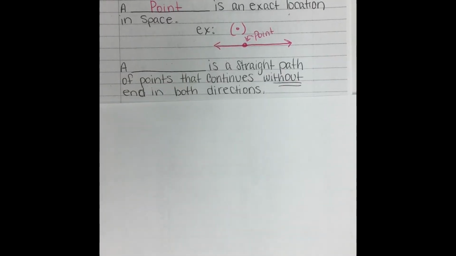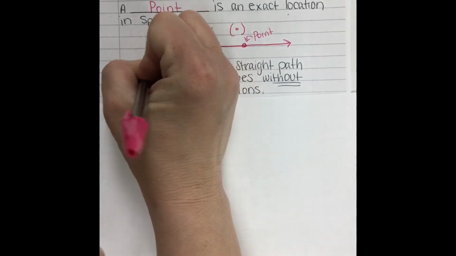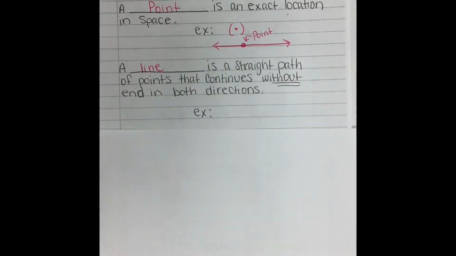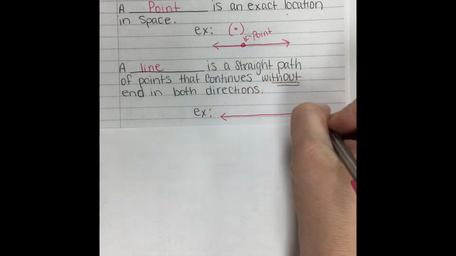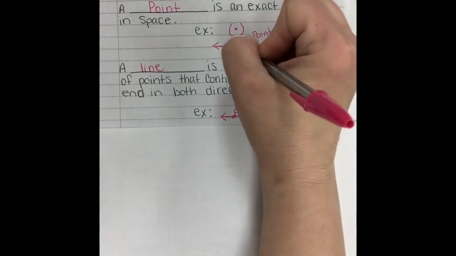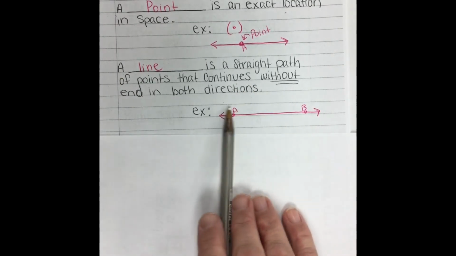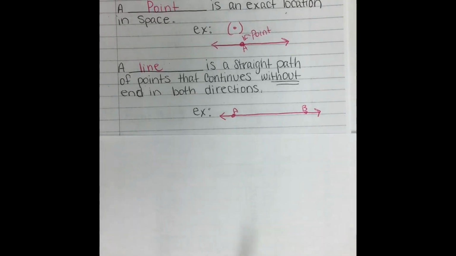Next, a blank is a straight path of points that continues without end in both directions. So that would be a line. Okay, a line has 2 endpoints and continues on in both directions. So it has an arrow at both ends and 2 endpoints. We're going to name this one A. Okay, so this would be a line. So if you're looking at a picture and you see a straight line with 2 arrows on each end, that is called a line.